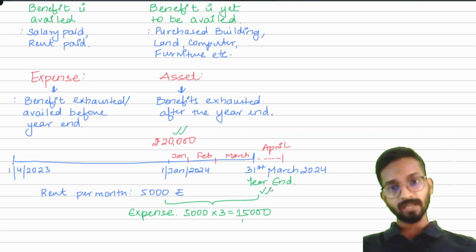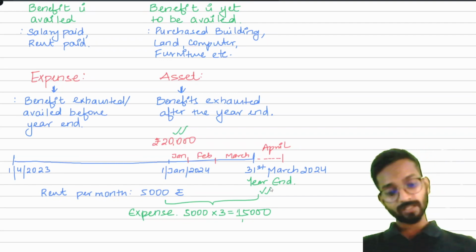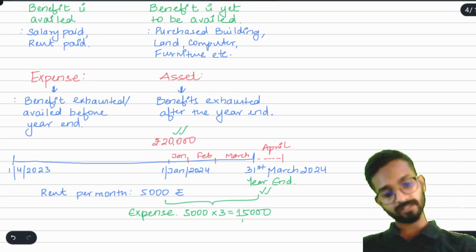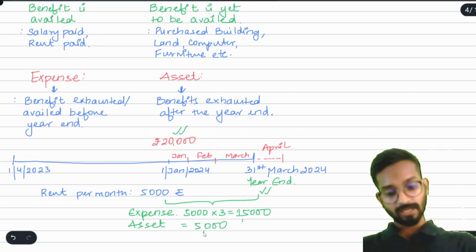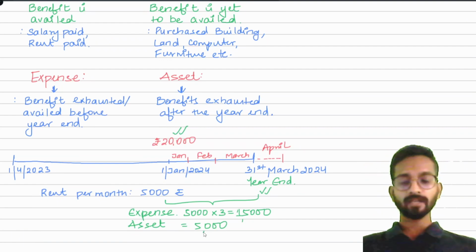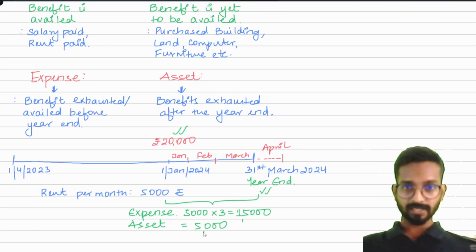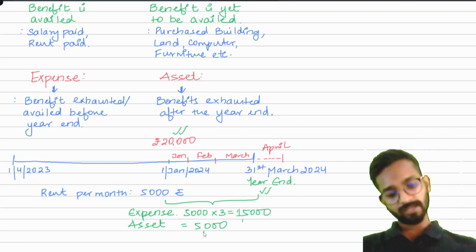So I can say I am yet to receive a benefit of 5,000 rupees, or I can still receive a benefit of living in that building for 1 extra month. That extra month that I can live there as on 31st March is called my asset, because I have already made the payment but I have not received the benefit. I will avail the benefit in the next year after 31st March when the new year starts. That's why that is called my asset.